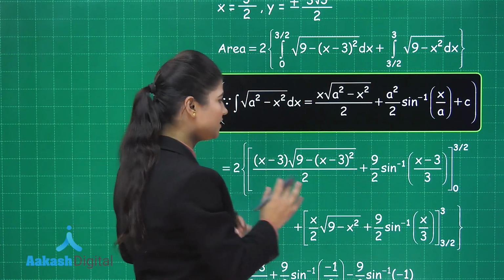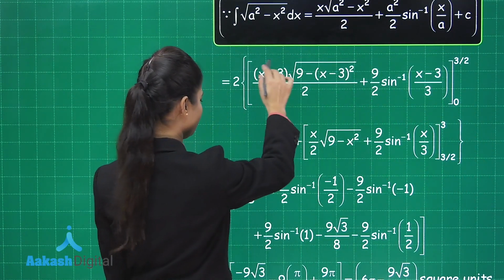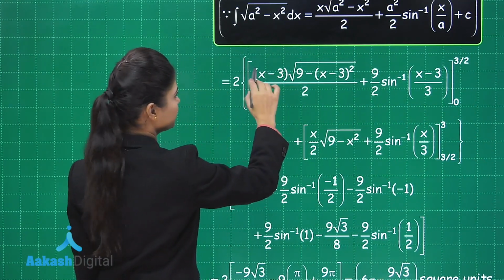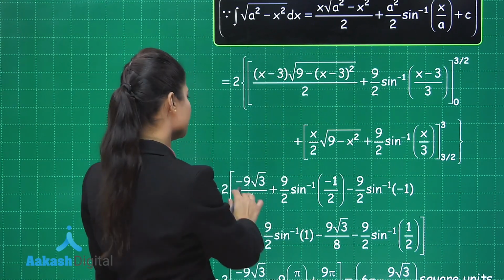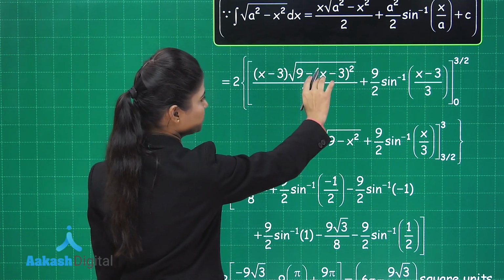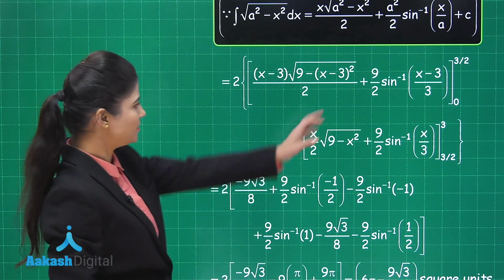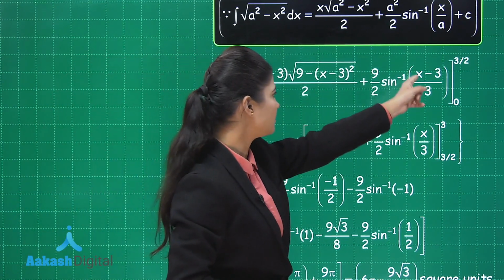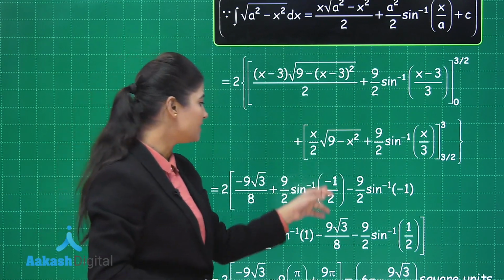Now substituting here upper and lower limit. So when you will be substituting here 3 by 2, then this will become equal to 3 by 2 minus 3 upon 2, reducing it to the value 9 root 3 upon 8, because when you substitute here 3 by 2, this whole value will get simplified. Further, here we have 9 by 2, 3 by 2 minus 3, resulting here minus 3 by 2 upon 3, that is minus 1 by 2.